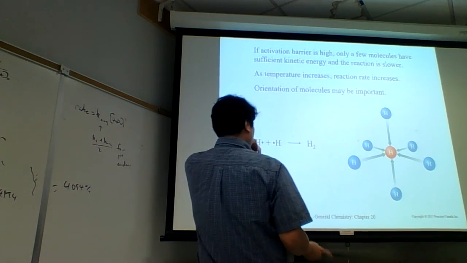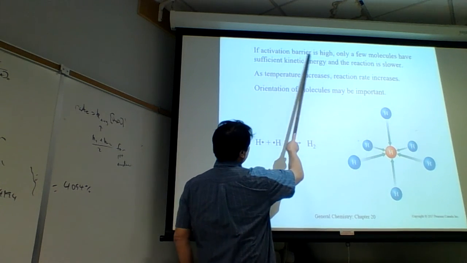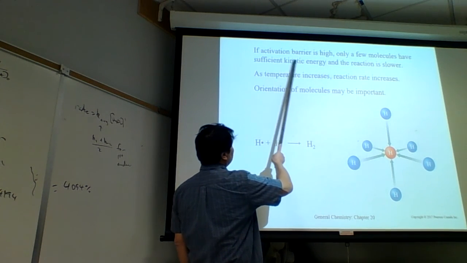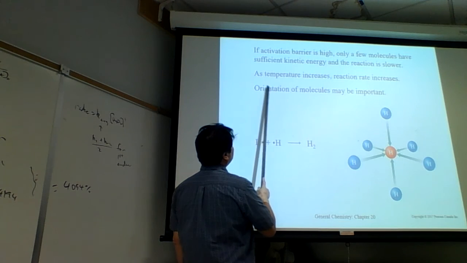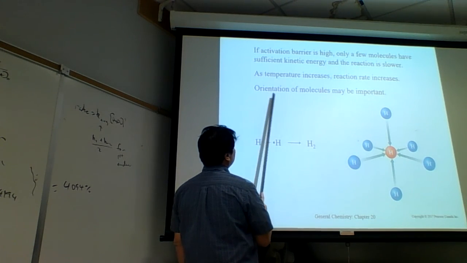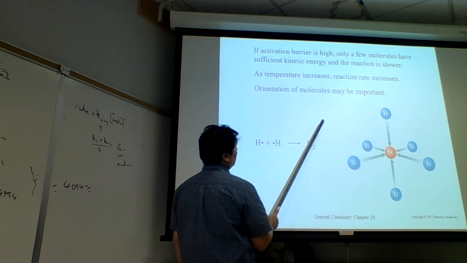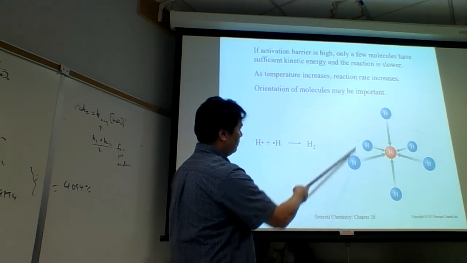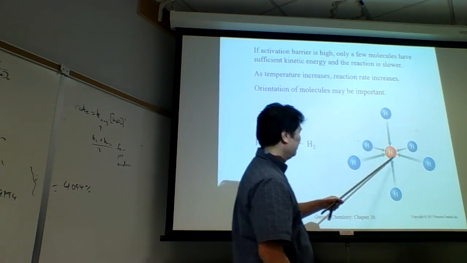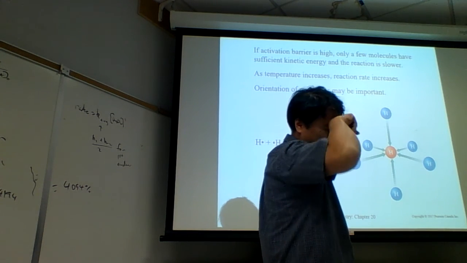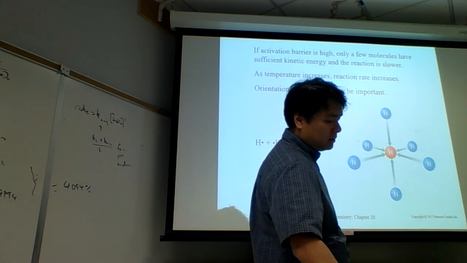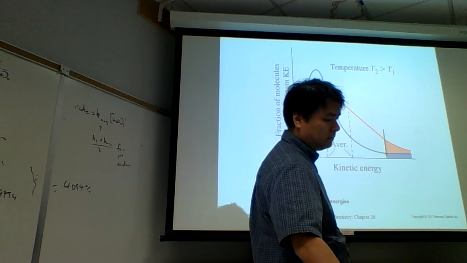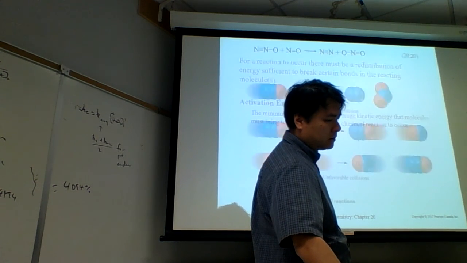Okay, so now this is kind of backwards. If the activation barrier is high, only a few molecules have sufficient kinetic energy and the reaction is slower. As temperature increases, the reaction rate increases. Orientation of the molecules is important, unless this hydrogen has no orientation because it's spherical. It's not so important there. And so, let's go back over here.